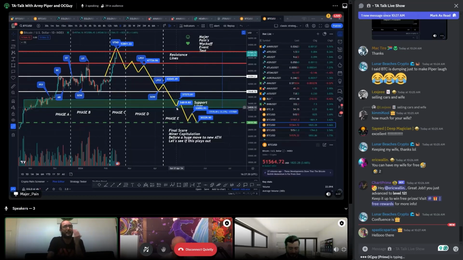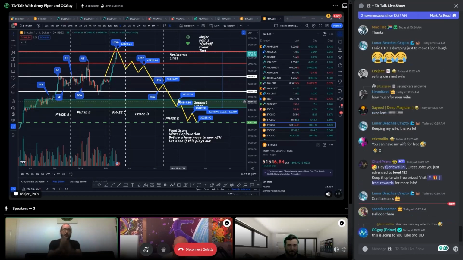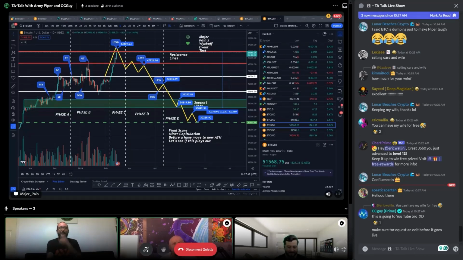But it lines up with exactly the halving date, where it can have this final scare off before we shoot off. And that's all I just wanted to add about the exact same numbers that Army Piper has in his Fibonacci. I love his Fibonacci. Pretty amazing. That's all I wanted to add real fast on that.